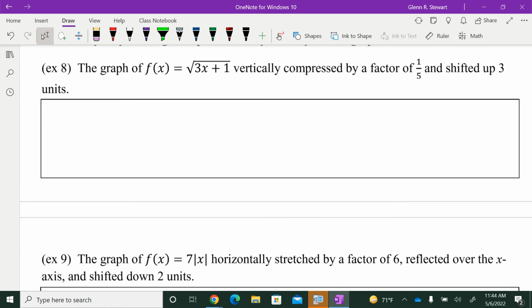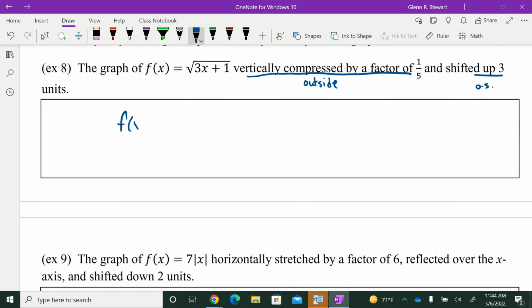The graph of f of x is equal to the square root of 3x plus 1, vertically compressed by a factor of 1/5, and shift up 3 units. First thing that I want to do is take a look at this. It says vertically compressed by a factor of 1/5. It's a vertical movement. That's going to be on the outside. Shift up 3 is also going to be on the outside.